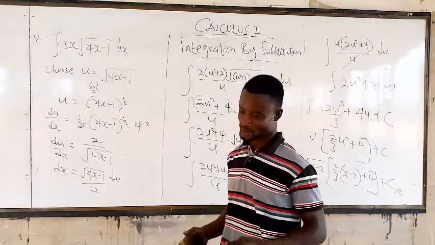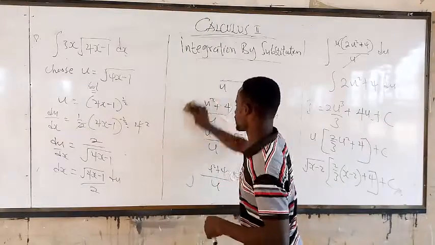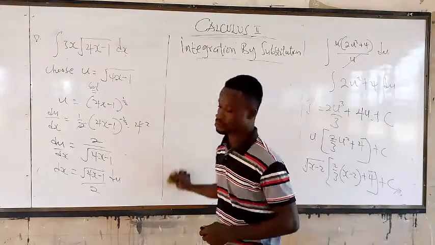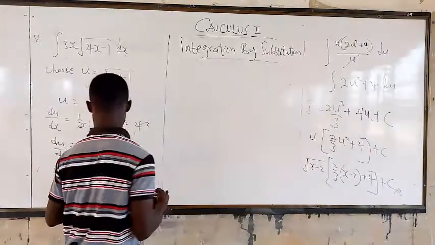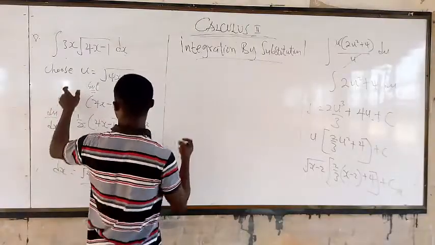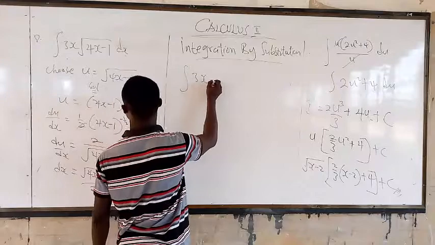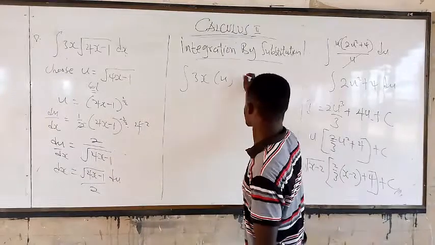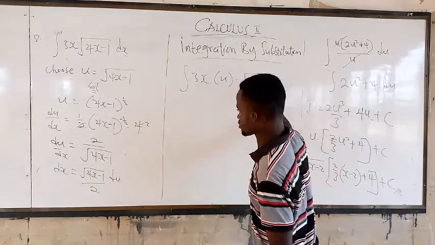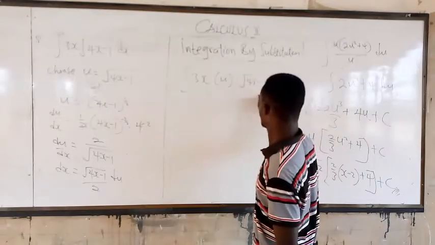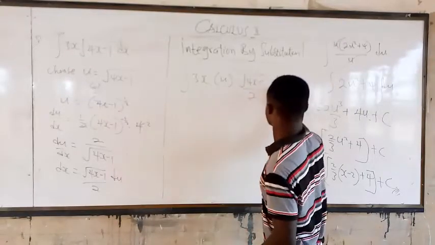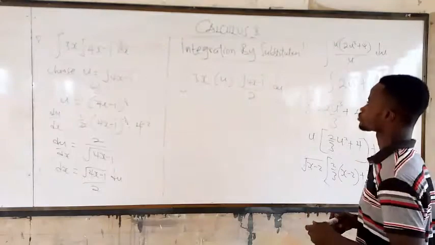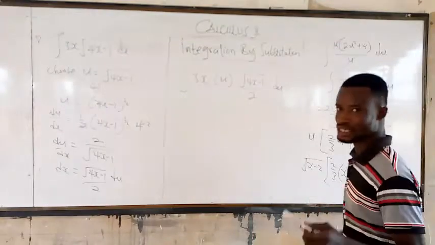This may be our last example. Then I will give you some questions for you to go and try your hands on. So having this, by substitution, 3x, the whole of this is u, and the dx is square root of 4x minus 1 over 2 du. Du, dx, right, that is it.